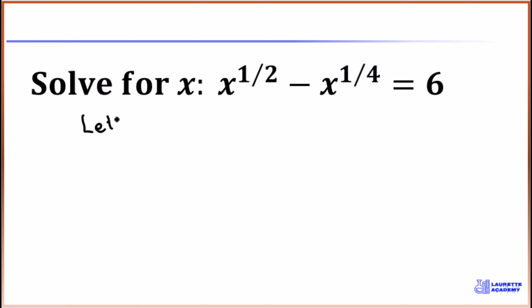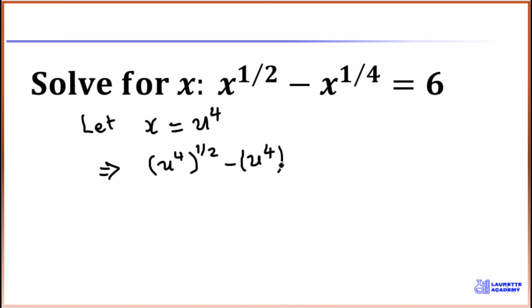Now let's make the substitution. Let x be equal to u to the power 4. I'm choosing 4 here because 4 is common to half and 1/4. So if we do that, this equation becomes, so this implies that u to the power 4 raised to the power half minus u to the power 4 raised to the power 1/4 is equal to 6.